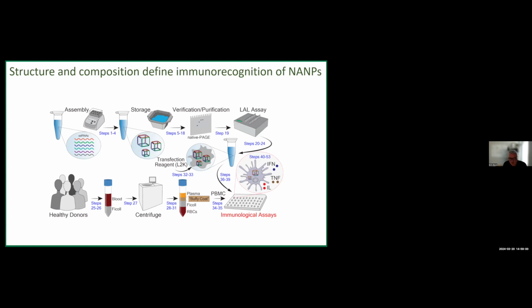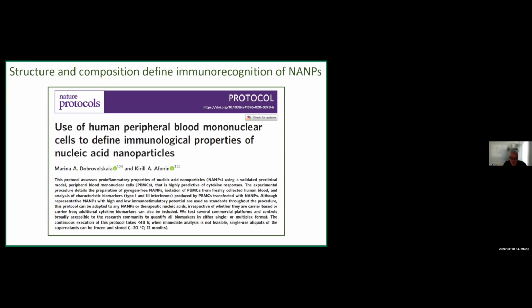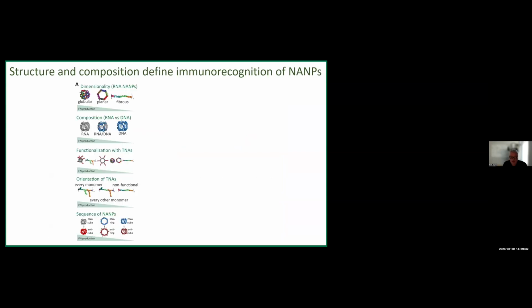So over the course of several years, we developed a very robust experimental procedure that details the preparation of endotoxin-free NAMPs, isolation of PBMCs from freshly collected human blood, and analysis of characteristic biomarkers produced by PBMC in response to nucleic acid nanoparticles. The continuous execution of this protocol is about 48 hours, and when the immediate analysis is not feasible, single-use aliquots of supernatants can be frozen and stored. This protocol is now publicly available and can be used by anyone in the world. By following this protocol, several important discoveries were made.